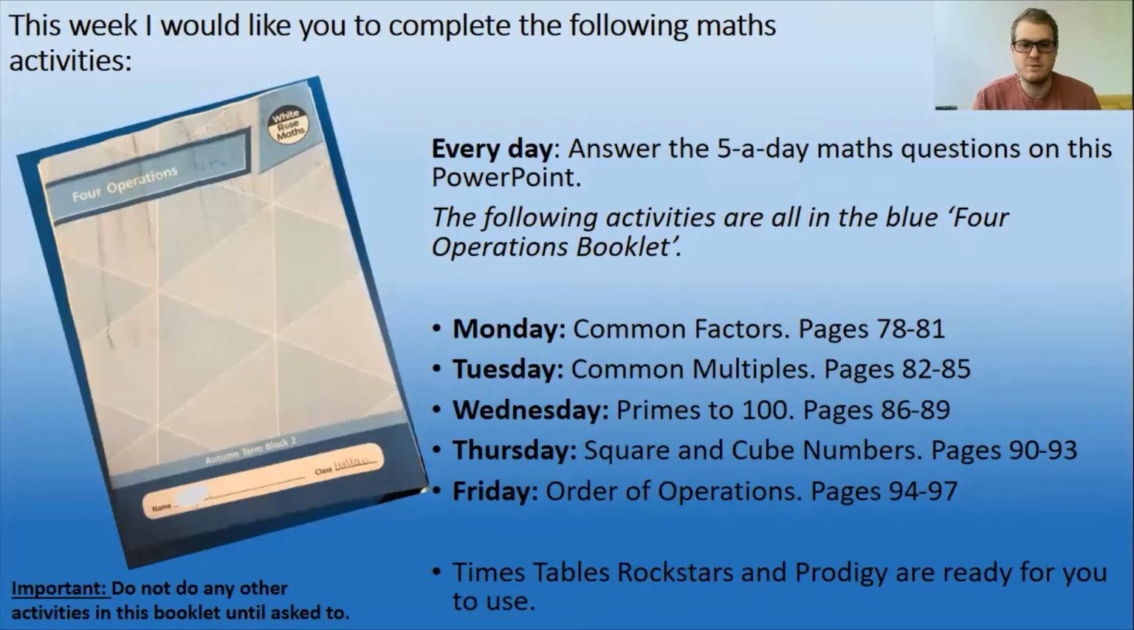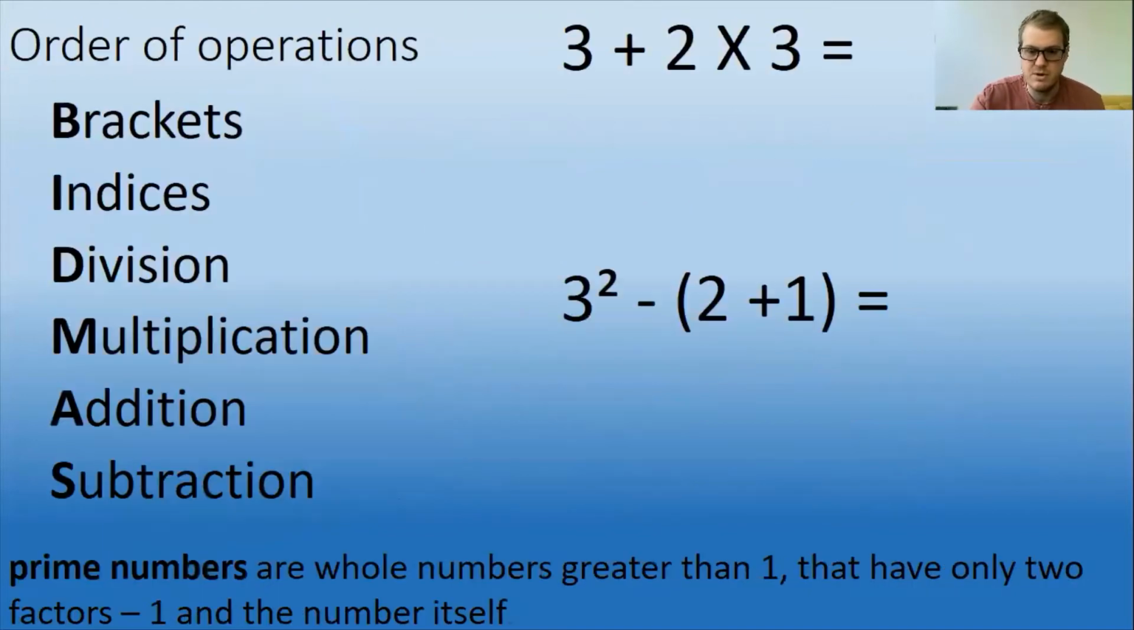Okay, right, we're coming towards the end of our 4 operations book now. We've only got a few more bits to do. So we're looking at common factors and common multiples, and then primes to 100. So we must remember, in fact, we'll go on to my next slide.